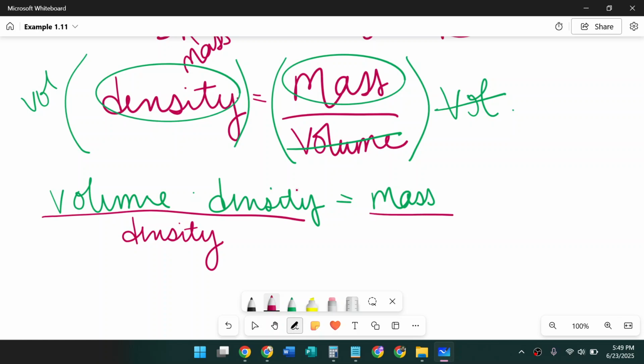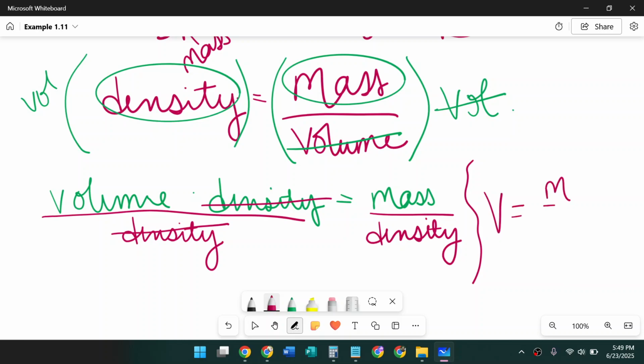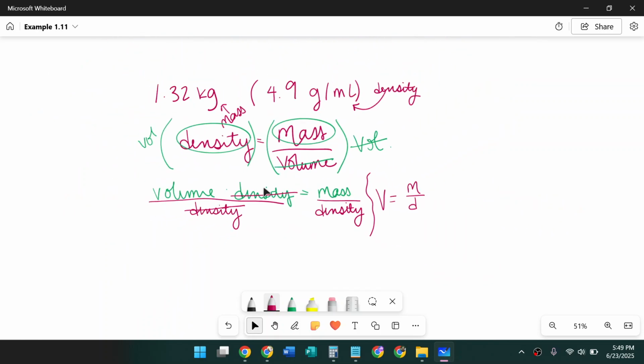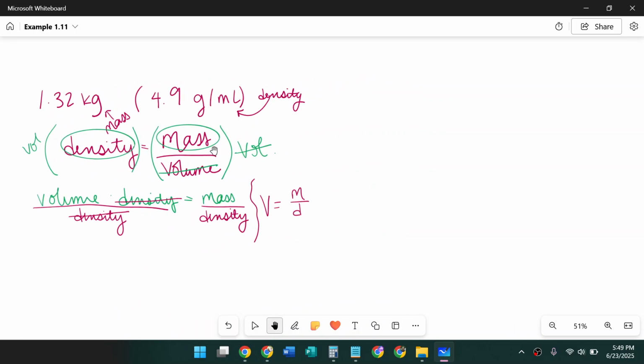Probably should have just used letters to make this faster. Divide both sides by density. So density cancels out on this side, and we're left with volume equals mass over density. Or to write it more efficiently, volume equals mass over density. So now we can use that and we can put in the pieces that we have. All right, so we want our volume. We have our mass, which is 1.32 kilograms.